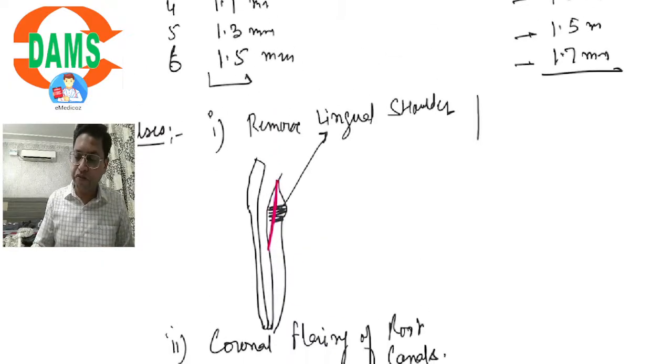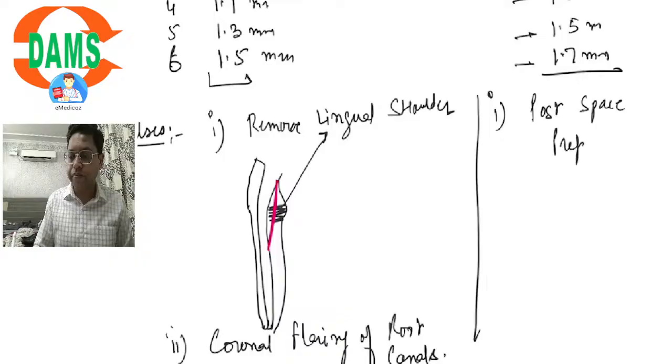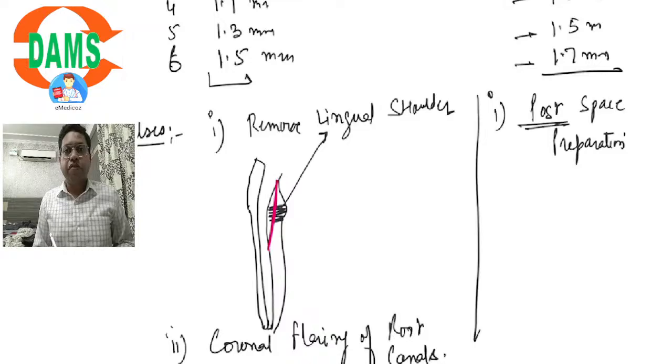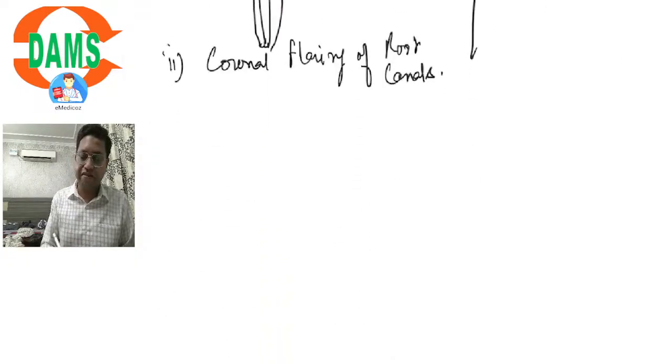Looking at the use of piezo, there is just one use of piezo, that is post space preparation. Whenever we have to do post and core, we have to remove a certain amount of gutta percha from the coronal and middle 1/3 of the root canal. That removal of the gutta percha from an obturated root canal is done with the help of which instrument? Piezo reamer. So the only documented use of piezo reamers is post space preparation. You can remember P for post, P for piezo. These are your group 2 instruments.